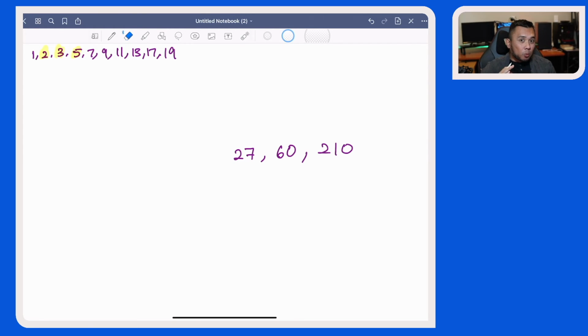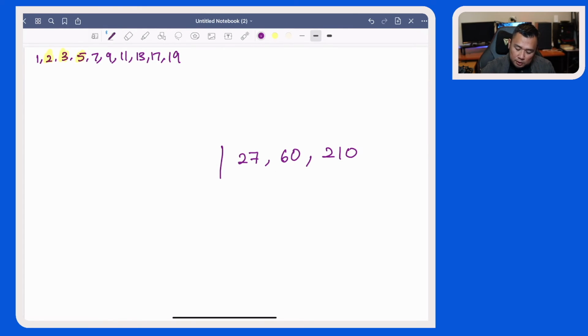Let's now try one last example. I've got 3 numbers here, 27, 60, and 210, and my task is to find the highest common factor for these 3 numbers. So let's start off with the number 2. Well, 27 cannot be divided by the number 2, so that means that let's move on to the next prime number, which is number 3. Now all these 3 numbers can be divided by 3, so let's put 3 here and create another line.